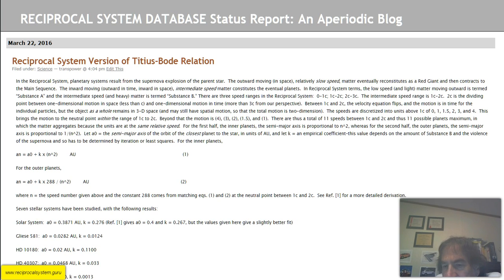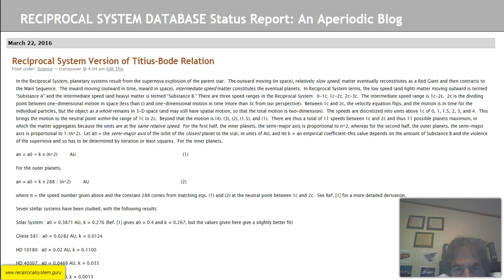Between 1c and 2c, the velocity equation flips, which means that instead of v equals s over t, it's t over s. And the motion is in time for the individual particles. But the object as a whole remains in 3D space and may still have spatial motion, so that the total motion is two-dimensional. The speeds are discretized in the units above 1c of 0, 1, 1.5, 2, 3, and 4. This brings the motion to the neutral point within the range of 1c to 2c. Beyond that, the motion is 4, 3, 2, 1.5, and 1. Thus, there are a total of 11 speeds between 1c and 2c, and thus 11 possible planets maximum in which the matter aggregates, because the units are at the same relative speed.